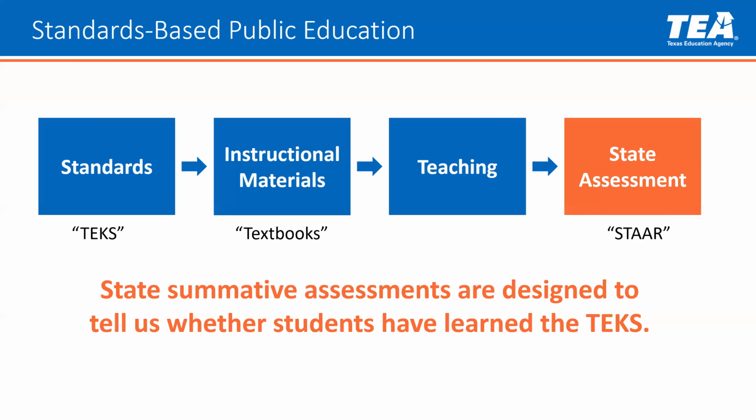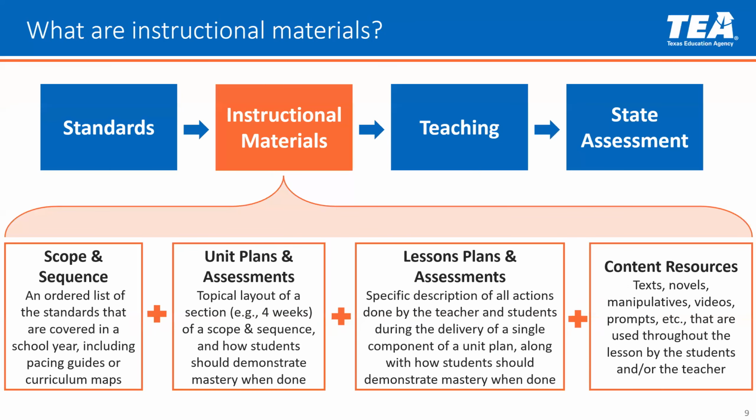When we double-click on instructional materials, we know they're made up of several things. There are lots of combinations out in the field, but in general, you'll have a scope and sequence, which is an ordered list of those student expectations across the school year, depending on how many days of school your particular district has. You'll see unit plans and assessments, so again, high-level outlines as well as aligned assessments, maybe every 4 or 6 weeks, depending on how the instructional material is set up. You'll also see lesson plans and assessments to varying degrees of specificity.